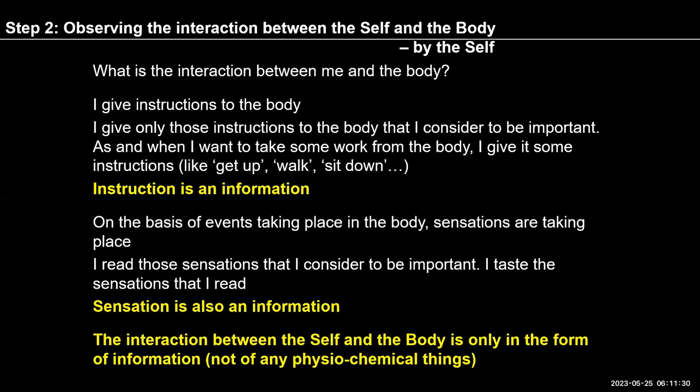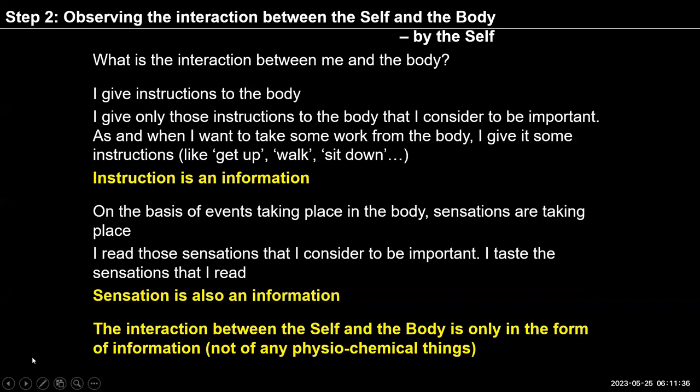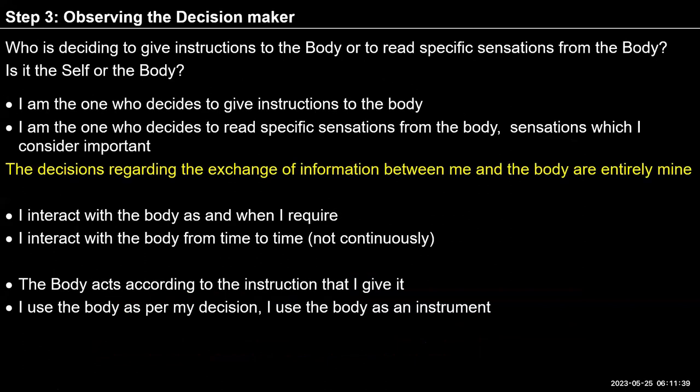Thanks. Okay, let's move forward. I think we can go to step 3. So, step 3, we are trying to observe who is the decision maker. We have already been talking a little bit about it. So here we are asking, who is deciding to give instruction to the body or to read specific sensations from the body? Is it the self or the body?